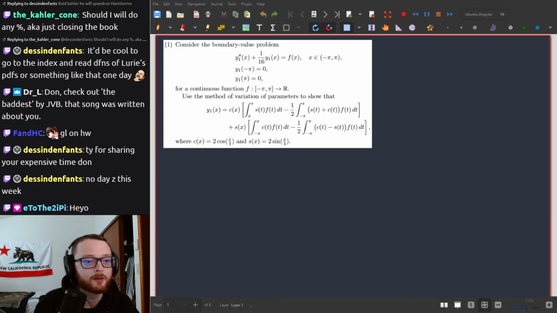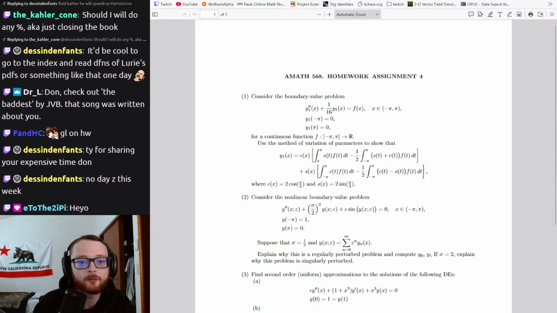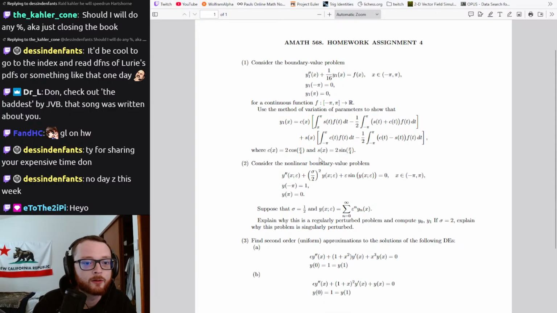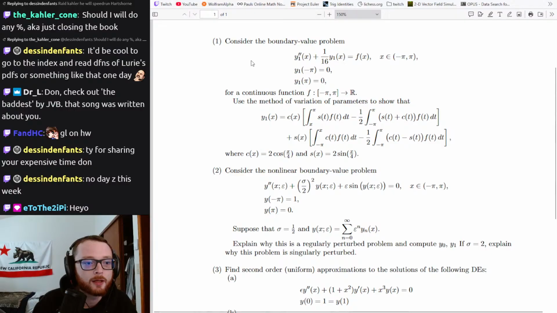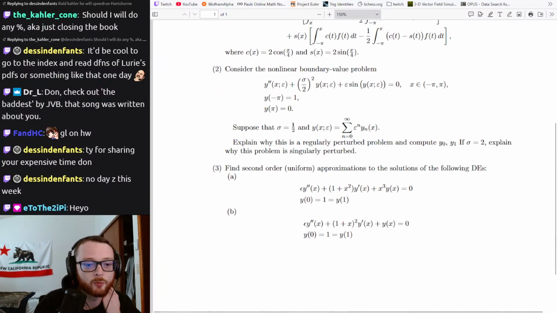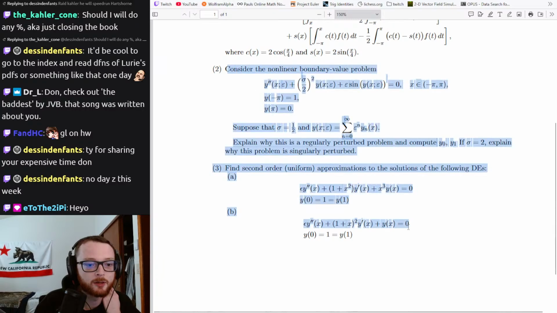Okay, so until and unless we get a question from chat, the filler activity for today is going to be some ODEs homework. And the first question is just kind of straight up variation of parameters. I was saving this one to do on stream because I should be able to do it without too much trouble. The more interesting and difficult ones are down here, which are like perturbation problems.